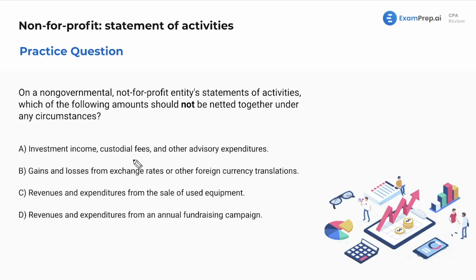So investment income, custodial fees, and other advisory expenditures. There's nothing here indicating that it shouldn't be netted together. Take a look at a statement of activities from a not-for-profit organization, and you'll likely see all of those netted together. All right, next up, gains and losses from exchange rates or other foreign currency translations. There's no specific rule about that. We very much likely will net those together because it makes sense to do so. Revenues and expenditures from the sale of used equipment. Again, we're going to net those together. It just makes sense.